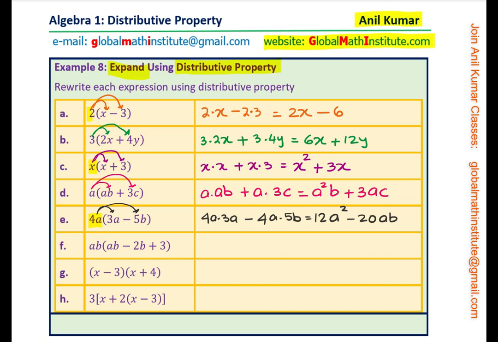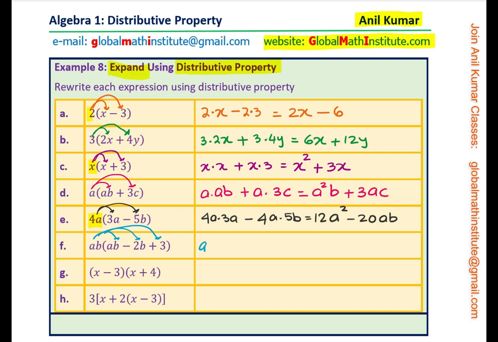It is implied. Perfect. Next one here is ab times. Now we have three terms, which is called a trinomial. We are multiplying a monomial with a trinomial. When you do so, you get three different terms.